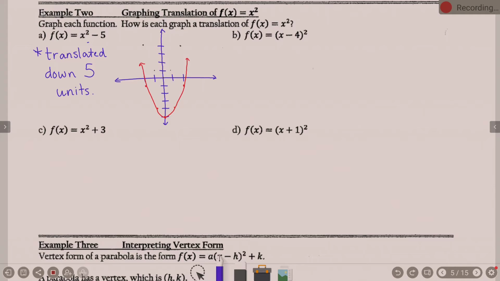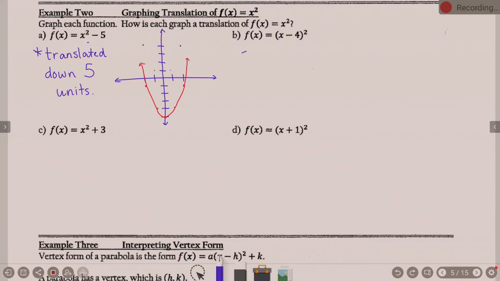To the right. Okay, so this number is added or subtracted inside the parentheses. When we're talking inside the parentheses, we're now talking left or right instead of up or down. So this was an up or down. This is left or right. Which way did you guys say? Right. Right 4. Because when we talk left or right, I always say left or right, opposite the sign.